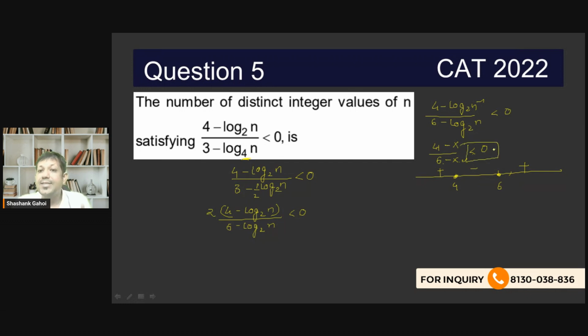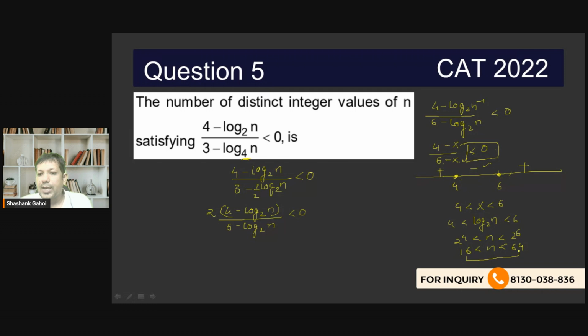So if it is less than 0, I'm looking for a negative range, which I'm going to get between 4 and 6. It means x should be lying between 4 and 6. And what is x? Log base 2 of n lies between 4 and 6. So n should be lying between 2 power 4 and 2 power 6. So n should be lying between 16 and 64.